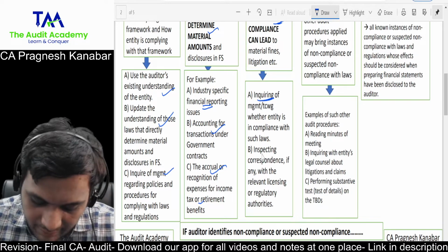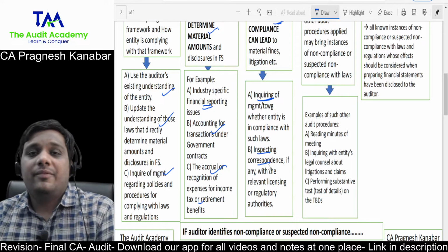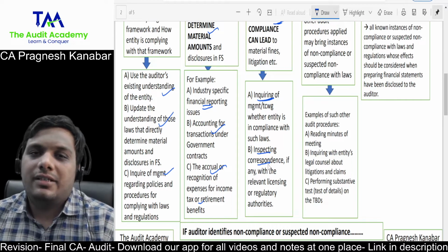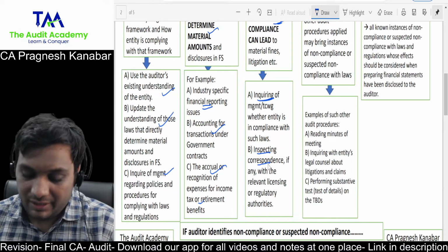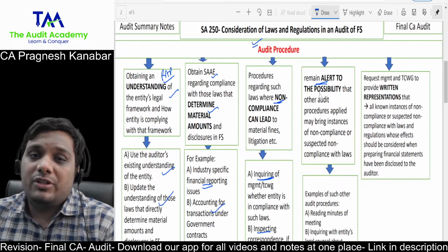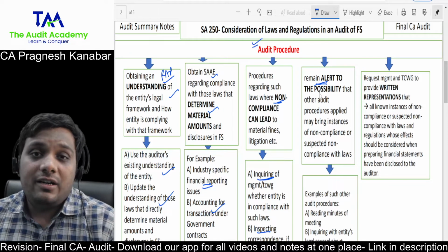So I'm going to conduct inquiries and inspect correspondence, that is communication between the entity and the licensing authority, to find out whether there has been any query on the entity regarding such laws where non-compliance could be material. All right, after that, as an auditor, I need to remain alert to the possibility that, while verifying even normal vouching verification stuff, I may find out non-compliances.